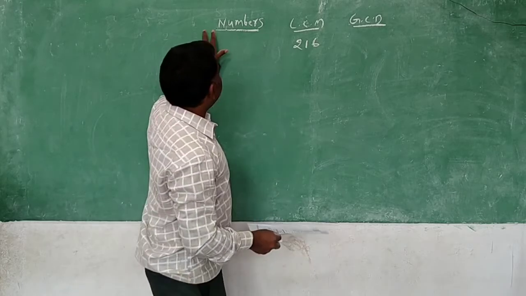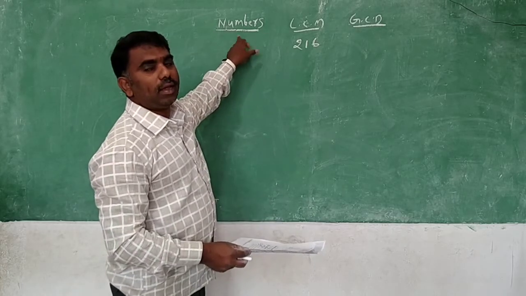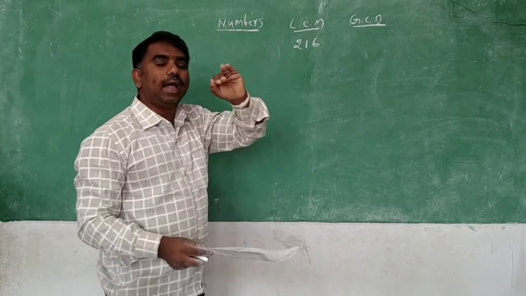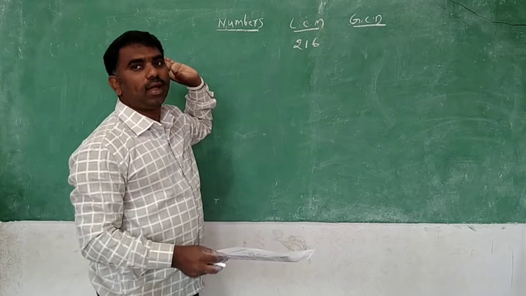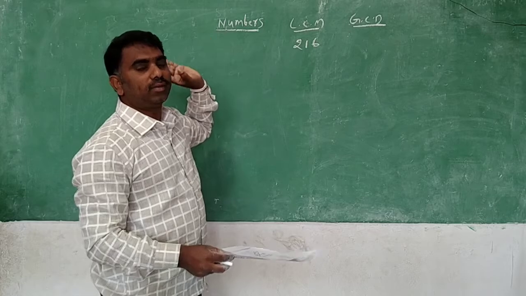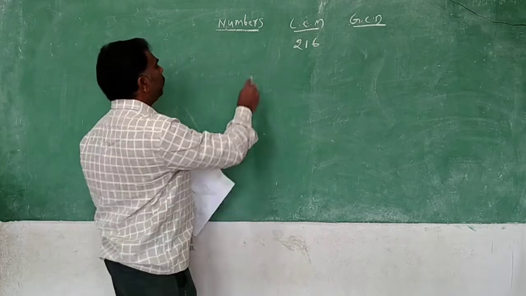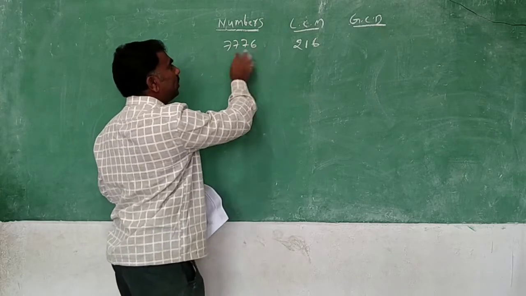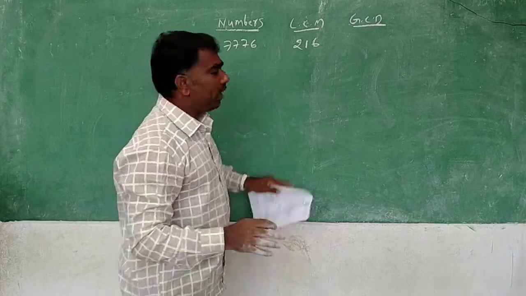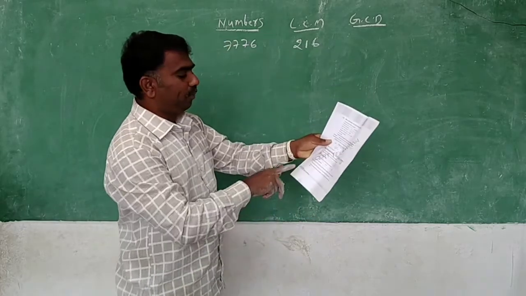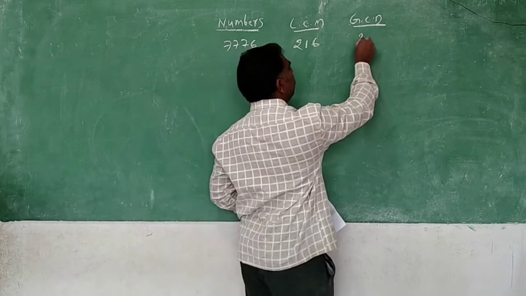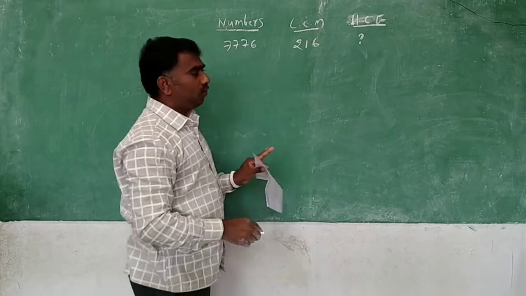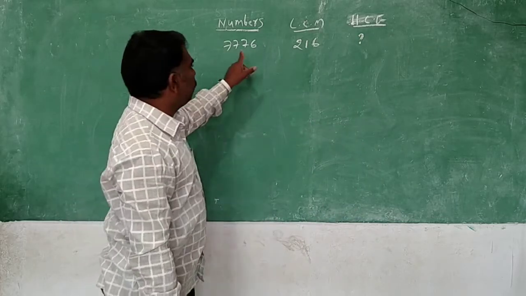7776. But I don't know the numbers individually here. What are the numbers? I don't know individually. But I know the product of the numbers. Do you understand? Two numbers when I multiply, I will get this. That I know. But individually one number I don't know. But I know the product of the numbers and the LCM in this problem. And he said to find the GCD or HCF. So by reading the problem, I got this information.